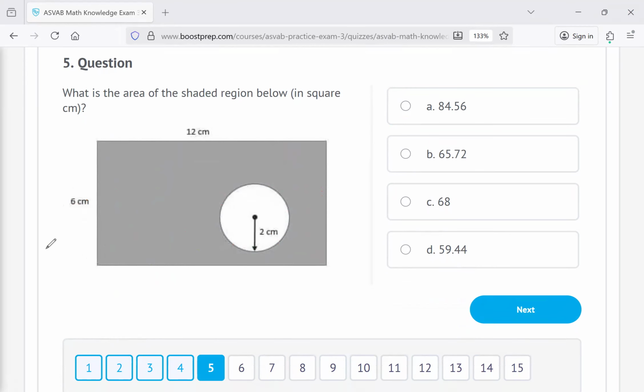Okay, this one: what is the area of the shaded region below in square centimeters? So in square centimeters, there's no conversion, but how do we find the area of this gray area? Do you see two shapes? I do. I see a rectangle and a circle. To find the area of the shaded area, you subtract the area of those two shapes. So subtract the area of a rectangle, minus the area of the circle.